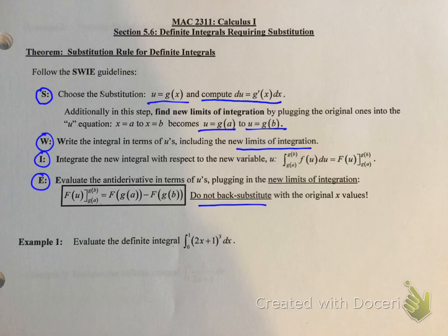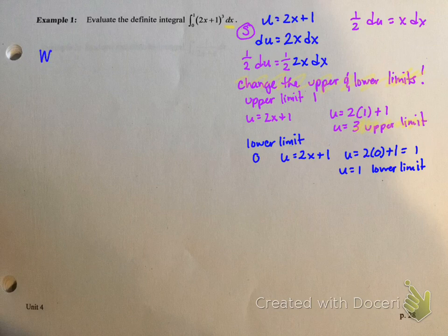So I'm on the W step. I'm going to rewrite this. Now remember, my upper limit is now 3, and my lower limit is now 1. My function is u cubed, and then I have to write in the dx. So now it's 1/2 du. So let's go ahead and kick the 1/2 out in front of the integration.